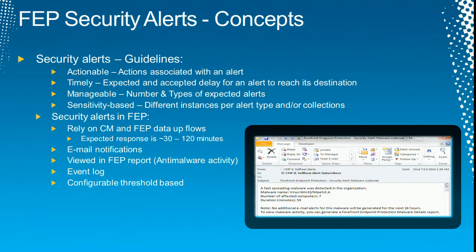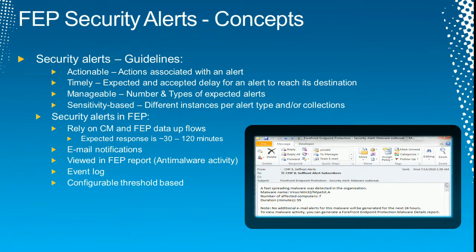We didn't want to flood people's inboxes with emails, so we had to be able to manage the number and types of alerts that were given. And we needed to be able to configure based on sensitivity. Not everything needs to be alerted on the same. Security alerts in Forefront Endpoint Protection rely on Config Manager and the FEP data up flows.